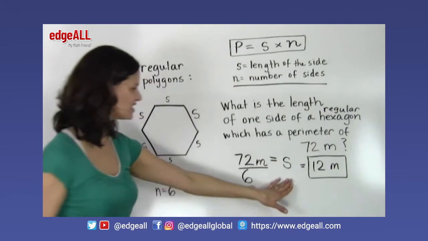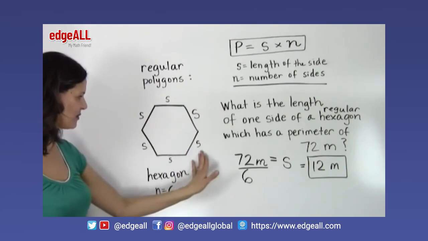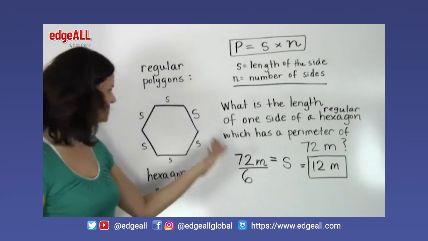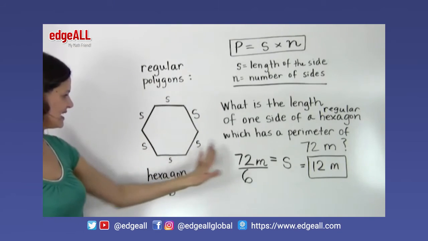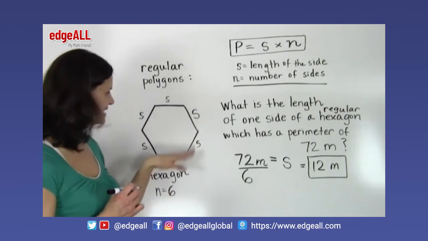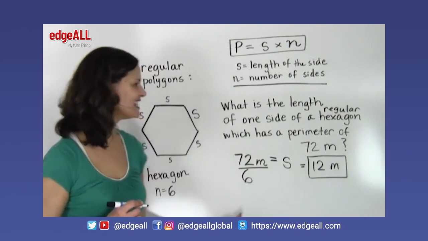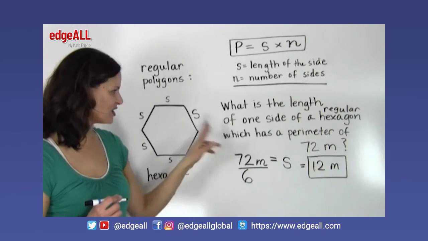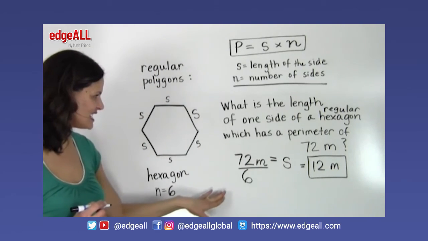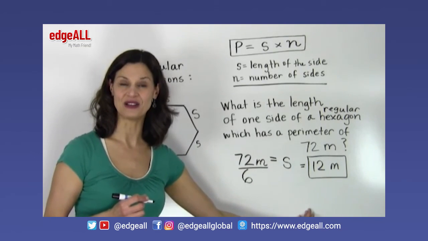And so I've just found, by finding my total of 72 for the perimeter, divided by 6 equal pieces, 72 divided by 6, I know that each of my sides must equal 12 meters in this regular hexagon, which has a perimeter of 72 meters. Each of the sides is equal to 12 meters.